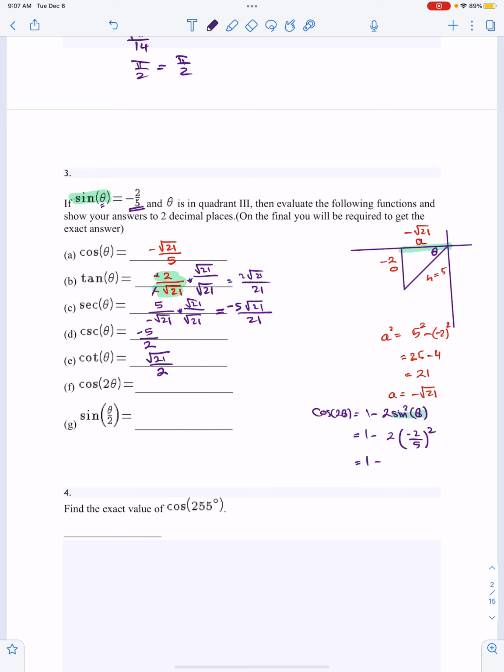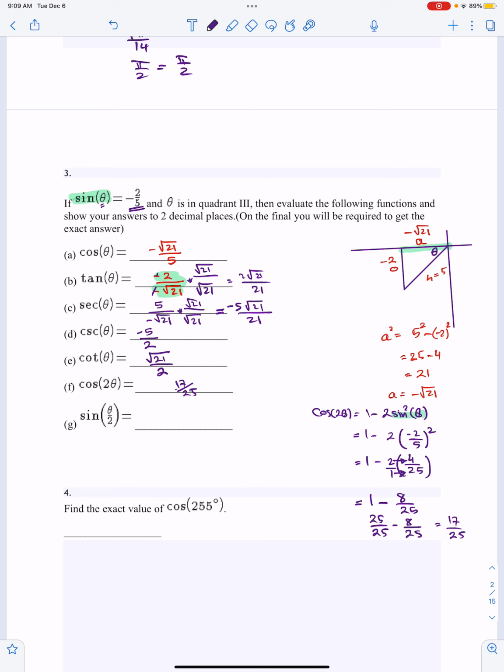We know if we square a fraction, we're going to square the numerator and the denominator, so this is 4 over 25. When we multiply fractions, we multiply the numerator by the numerator and the denominator by the denominator. The denominator of any constant is equal to 1. So we have 1 minus 8 over 25. We're going to write 1 as 25 over 25 because we need to have common denominators, 25 minus 8 over 25, and we're going to get our answer, which is 17 over 25. So the answer here is 17 over 25.